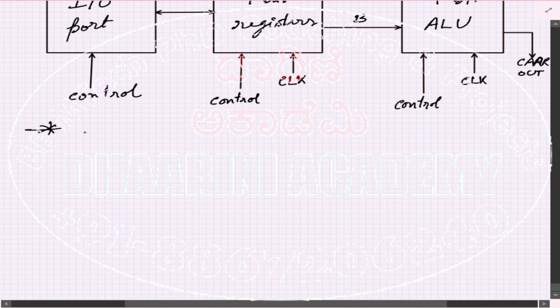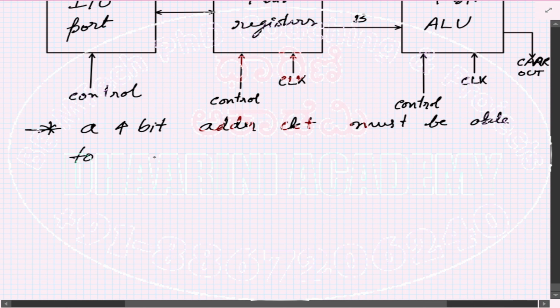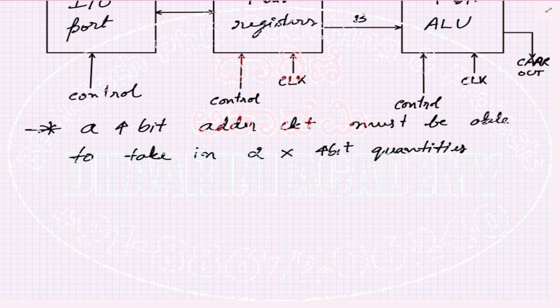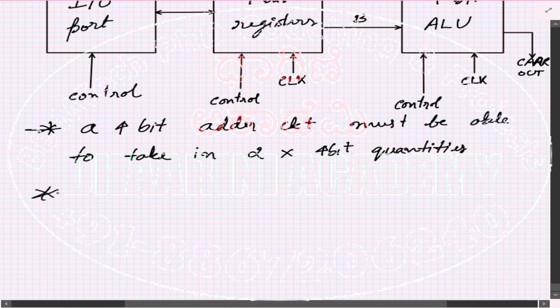So a 4-bit adder circuit must be able to take in two 4-bit quantities, correct? Then we actually have a shifter circuit which accepts and shifts the 4-bit output of the ALU result.